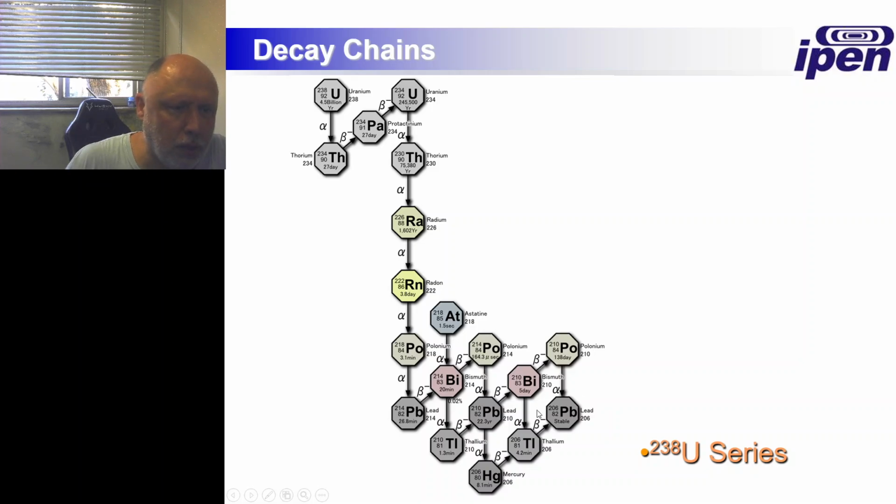One important thing here is, as the chain goes down, you pass through someone called radon 222 with a 3.8 day half-life. Remember, it's being produced the whole time by the decay of these guys here.